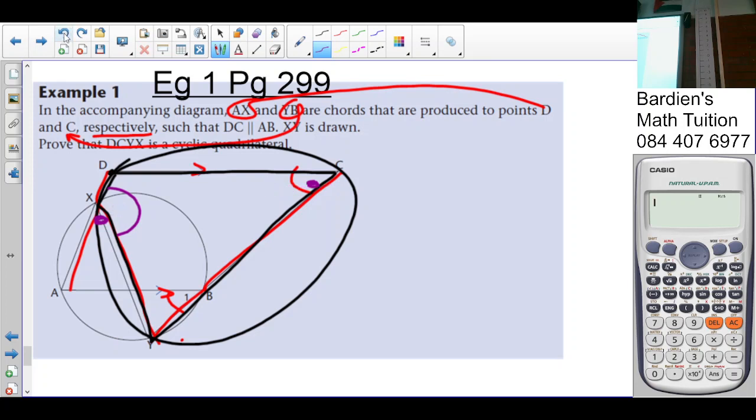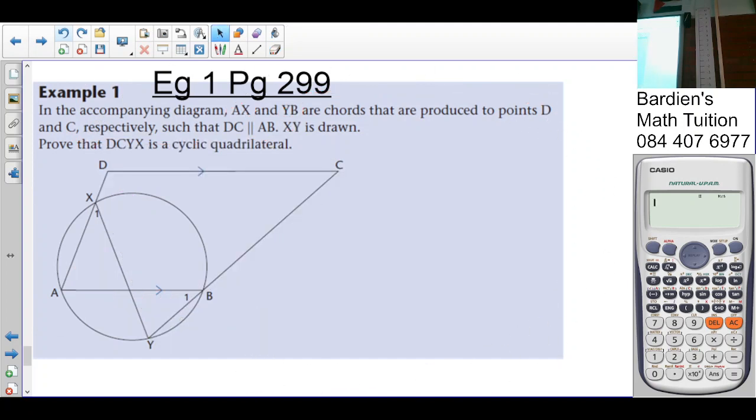But this exterior angle here, that angle is equal to which angle? B1. Why? Angles in the same segment. But B1 is equal to angle C. Why? Corresponding angles. So can you see that the exterior angle is equal to the interior opposite angle? So therefore it's a cyclic quad. Does it make sense? Alright. So let's go through it again from the top.